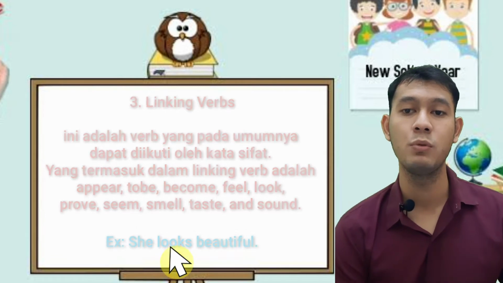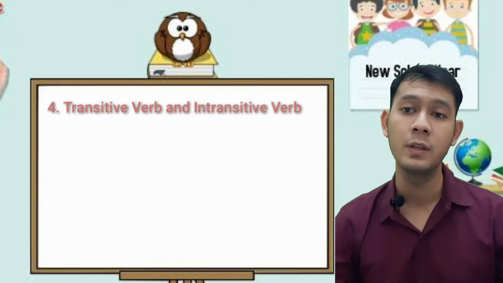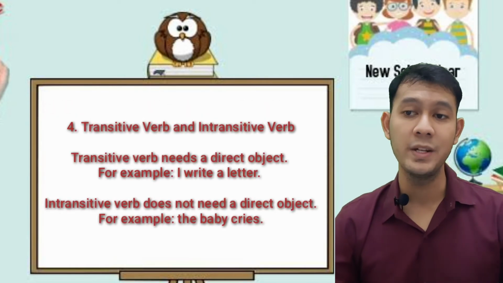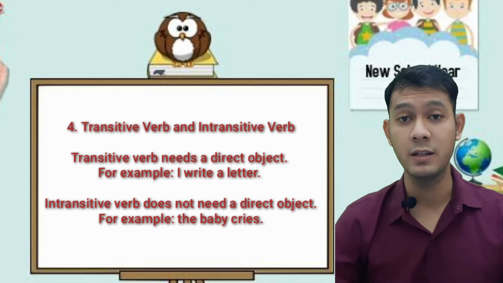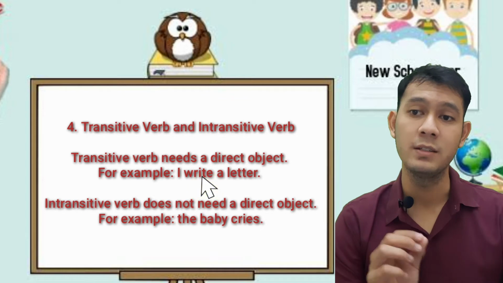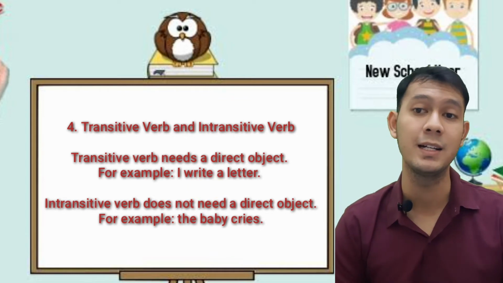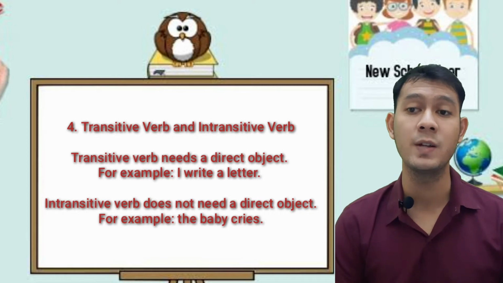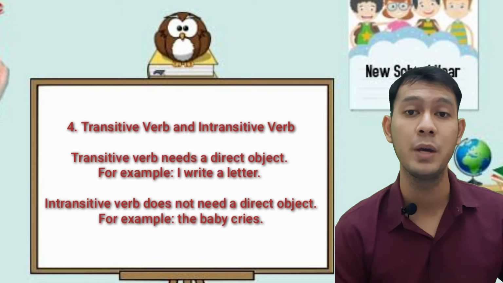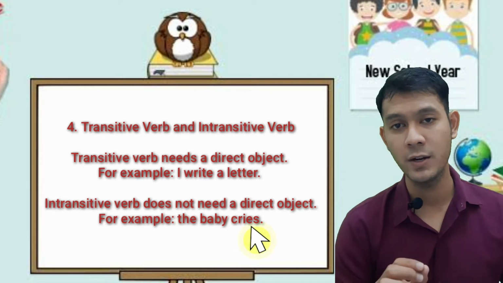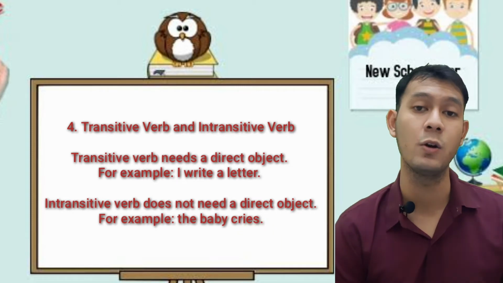Kemudian yang keempat kita punya transitive verb dan intransitive verb. Ya, mereka ini mirip-mirip lah ya. Transitive verb needs a direct object. For example, I write a letter. Write here is transitive karena membutuhkan sebuah direct object. Dalam kasus ini adalah a letter. Sedangkan intransitive verb does not need a direct object. For example, the baby cries. Cries here is intransitive verb. It doesn't need a direct object.